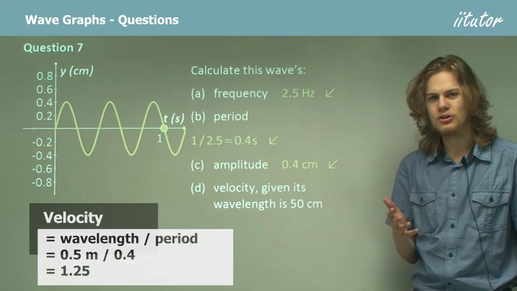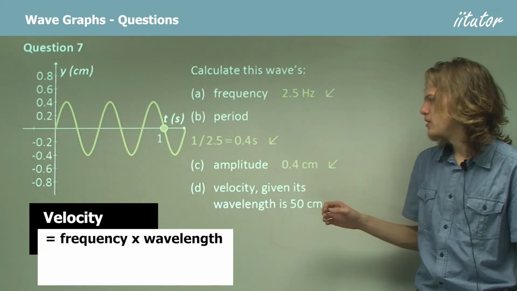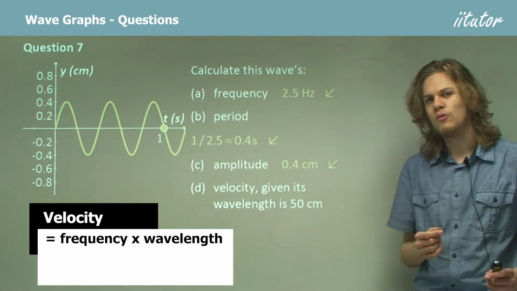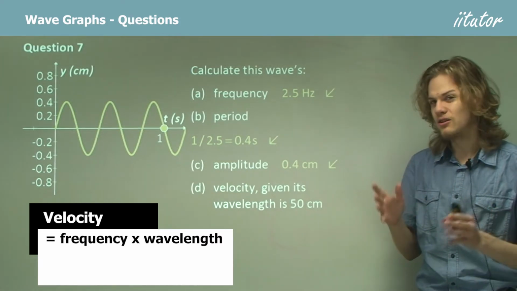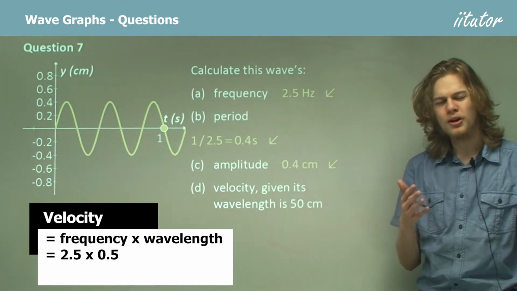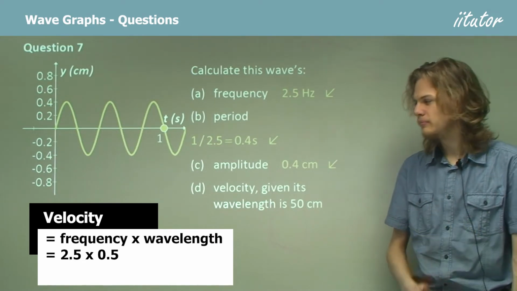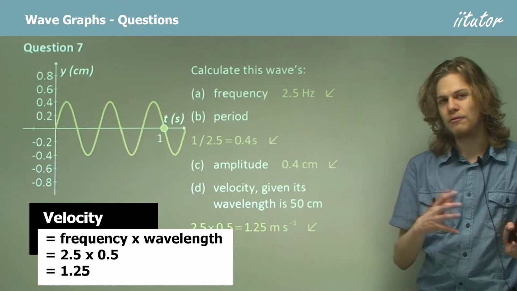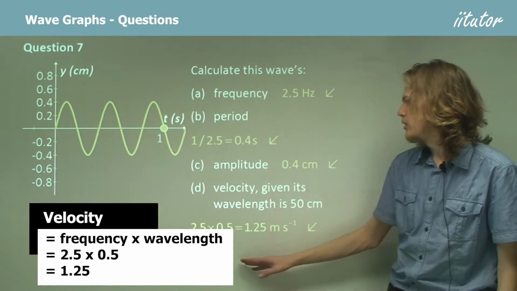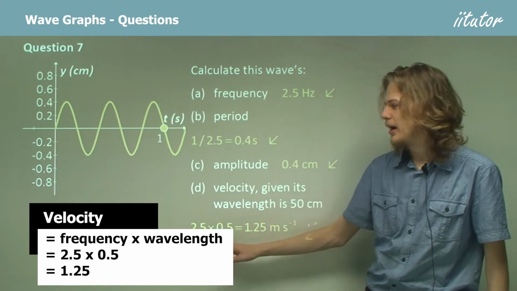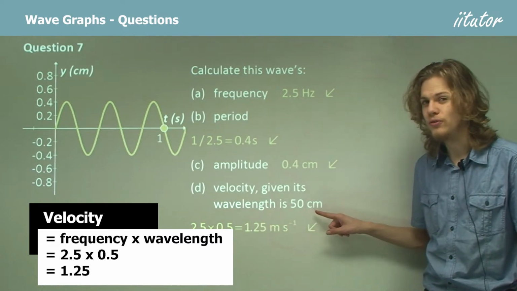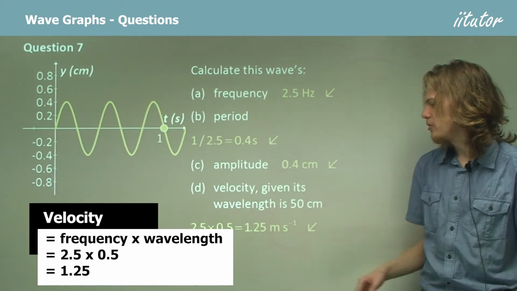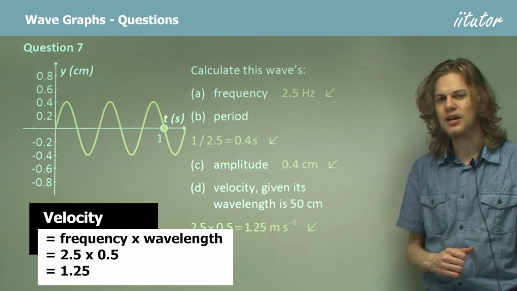Of course, the other way we can do this is, instead of taking distance over time, we can simply say distance times frequency, because frequency is 1 over time. So we use our equation, v equals f lambda. We put in f 2.5 and lambda 0.5 meters, and we end up with 1.25 meters per second as the speed of the wave.